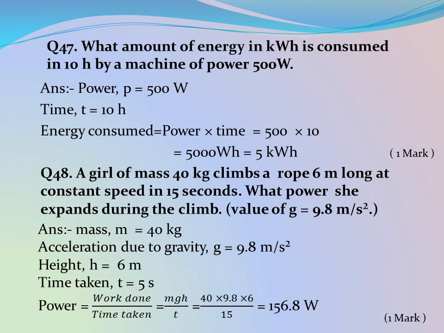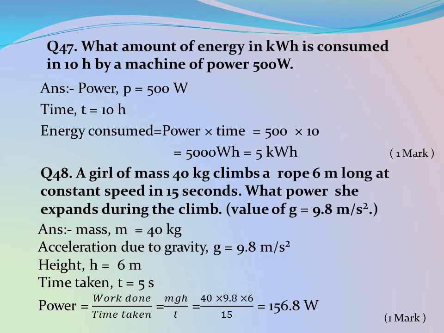Question number 47. What amount of energy in kilowatt hour is consumed in 10 hours by a machine of power 500 watt? Answer. Power P equals 500 watt, time t equals 10 hour, energy consumed equals power into time equals 500 into 10 equals 5000 watt hour equals 5 kilowatt hour.